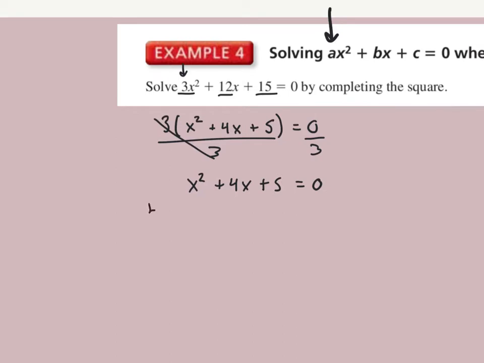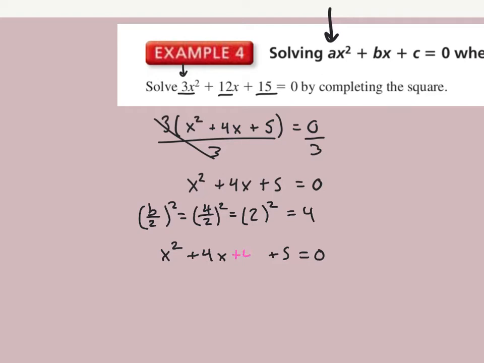That's when our b over 2 squared comes in handy. Our b is 4, so we have 4 over 2 squared, which is 2 squared, which is 4. So we need to add 4 to our equation. So we have x squared plus 4x plus 5 is equal to 0. I left that space there so I can plug in this plus 4 in order to complete the square. If I add 4 to the left side, I need to add 4 to the right side to keep our equation balanced.